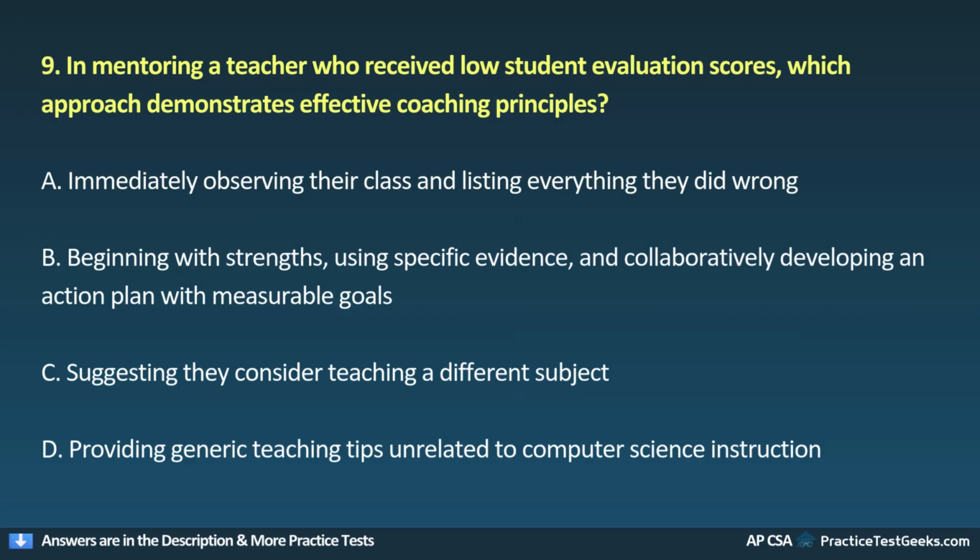9. In mentoring a teacher who received low student evaluation scores, which approach demonstrates effective coaching principles? A. Immediately observing their class and listing everything they did wrong. B. Beginning with strengths, using specific evidence, and collaboratively developing an action plan with measurable goals. C. Suggesting they consider teaching a different subject. D. Providing generic teaching tips unrelated to computer science instruction.